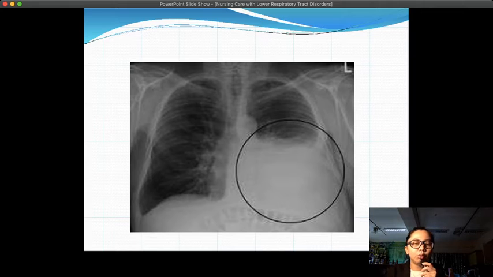Okay? So, ganito ang may pleural effusion. Okay? Ganito ang x-ray. So, you can see na ito siya, fluid yan. Yung parang puti. Okay? So, supposed to be wala siya dyan. Kaso, because there is already capillary permeability, pumapasok yung fluid inside of the lungs. Okay?